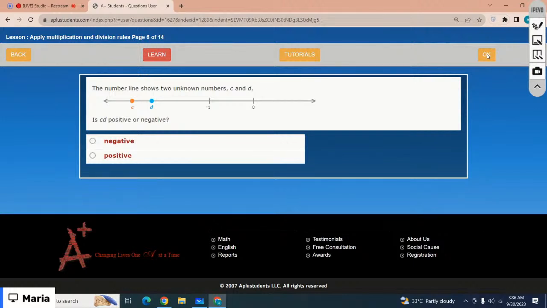The number line shows two unknown numbers C and D. Is CD positive or negative? Both the numbers are negative. So the product of two negative numbers is positive. So CD is positive, right?